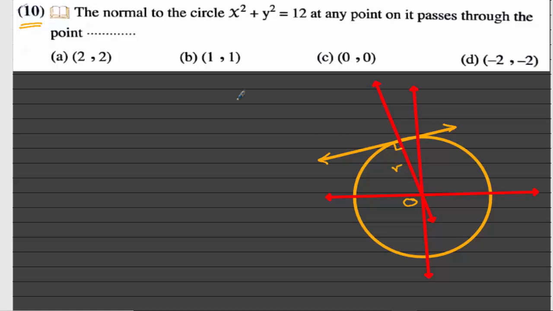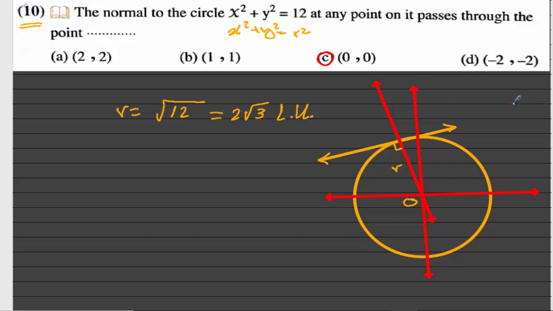Consider it's r. So this circle is in the form x² + y² = r². So r equals the square root of 12, which equals 2 root 3 length units. So we'll choose letter C. The normal to the circle at any point on it passes through the point (0, 0).